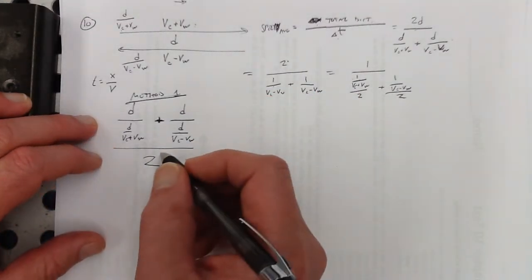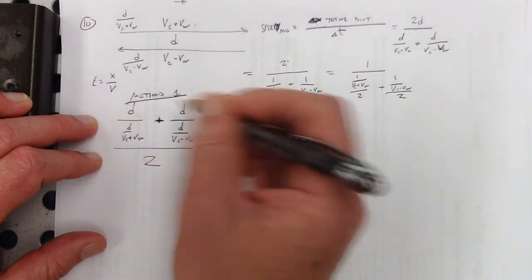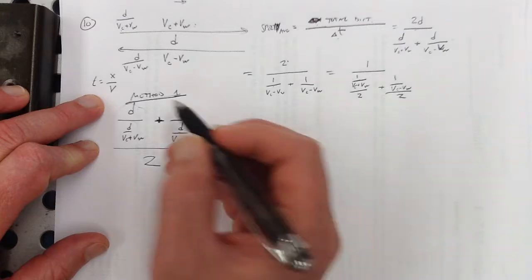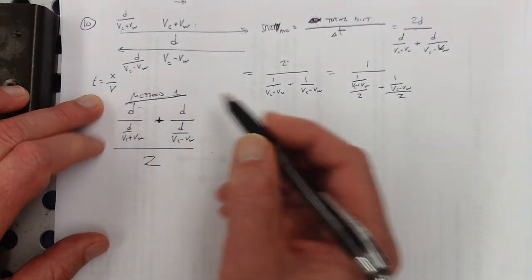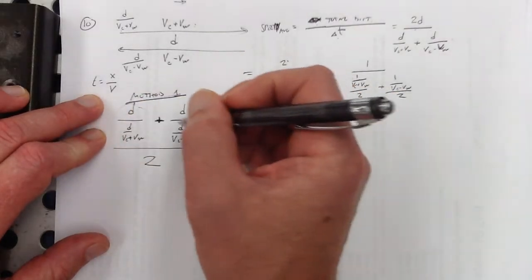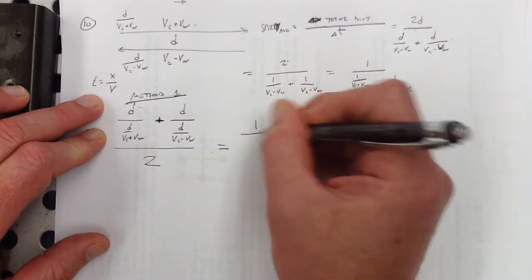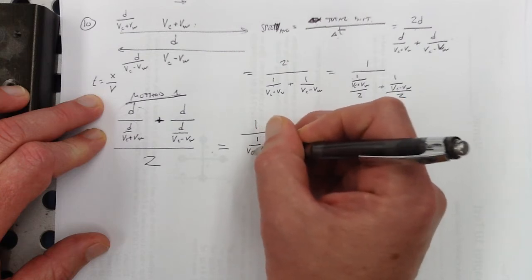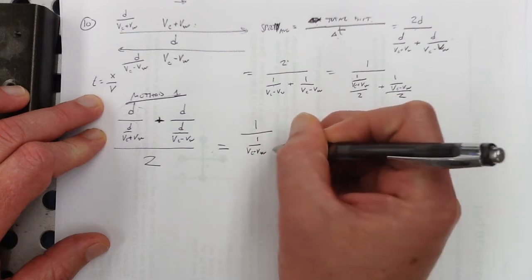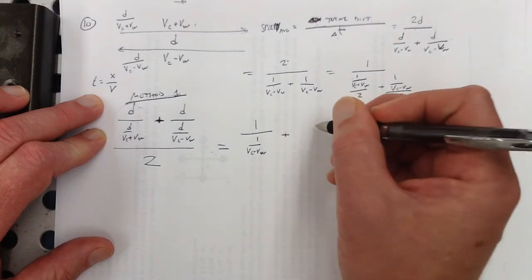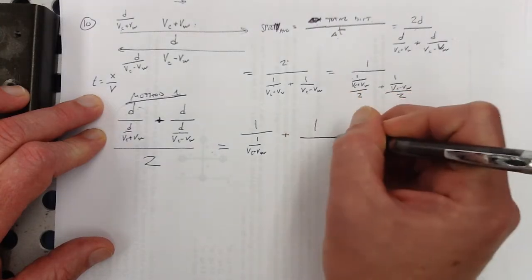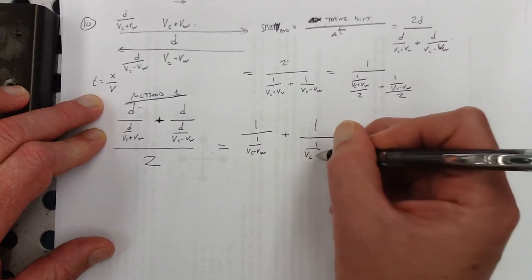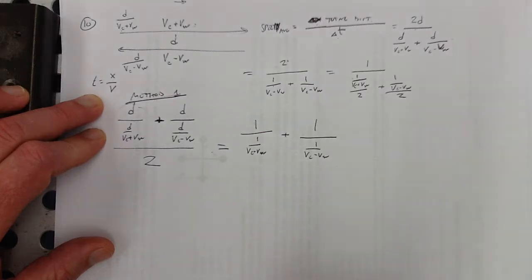Okay, so much like in calculus, we need to simplify these things so we don't have so much of a mess here. So this here, I have a D on the top, D on the top. That's the same as 1 over vc plus vw, plus 1 over vc minus vw.